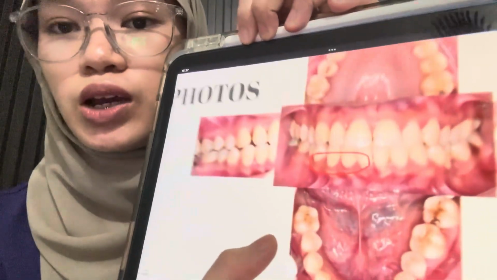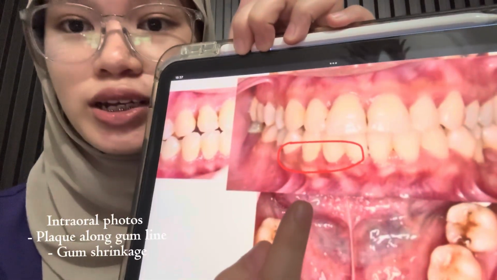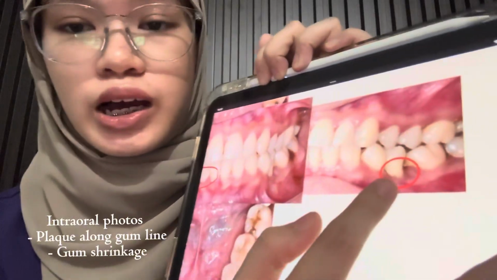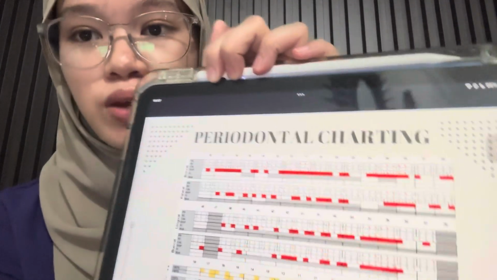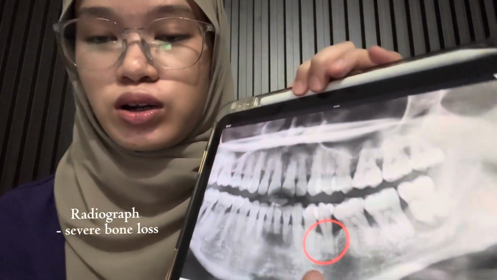Now I'm going to explain about your gums condition. So from those intraoral photos, we can see that there are plaques along the gingival line, along the gum line, and also there are gum shrinkage. And next, from this periodontal charting, we can see that there are more than 5 mm pocket depths, and from the radiograph, we can see that there are severe bone loss. Based on this examination and diagnosis, we can conclude that you have periodontitis.